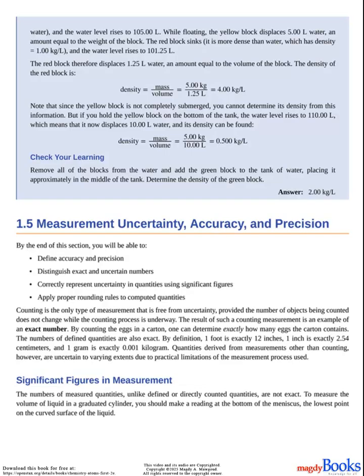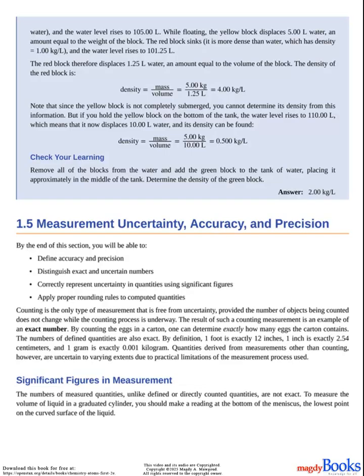Counting is the only type of measurement that is free from uncertainty, provided the number of objects being counted does not change while the counting process is underway. The result of such a counting measurement is an example of an exact number. By counting the eggs in a carton, one can determine exactly how many eggs the carton contains.